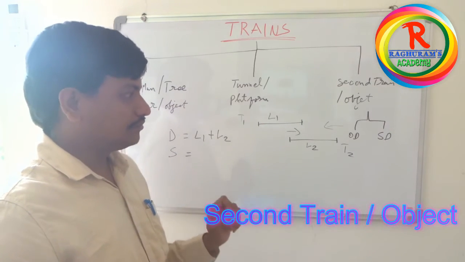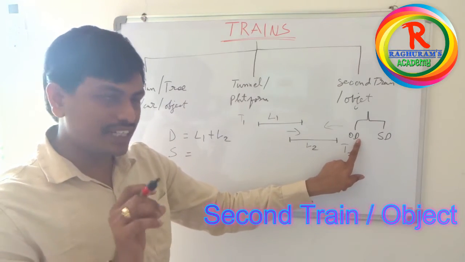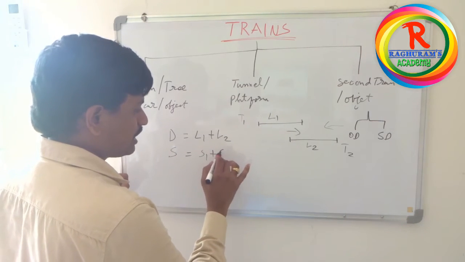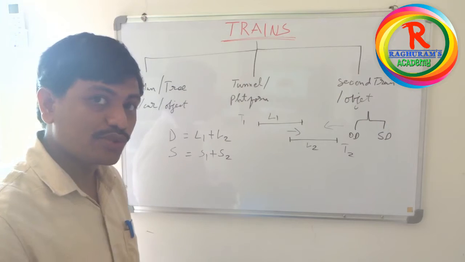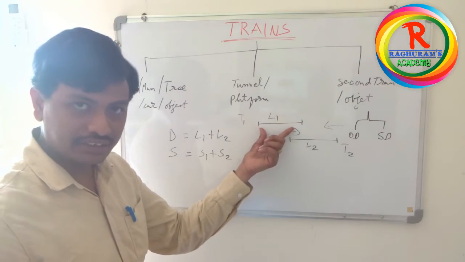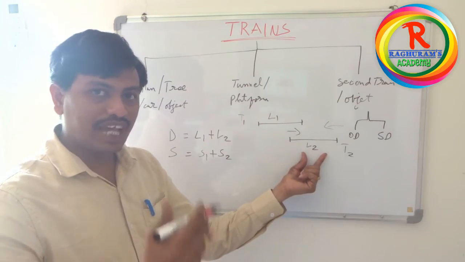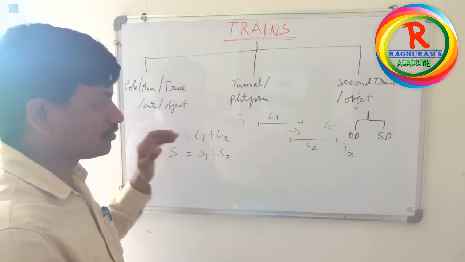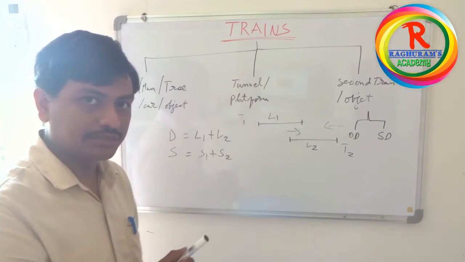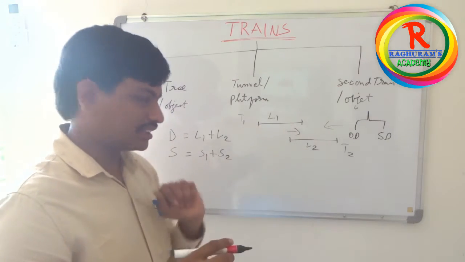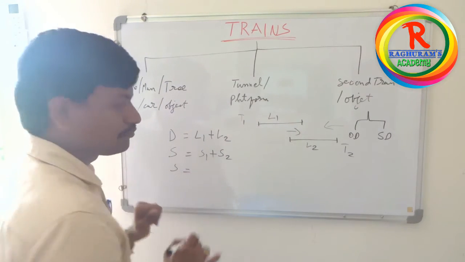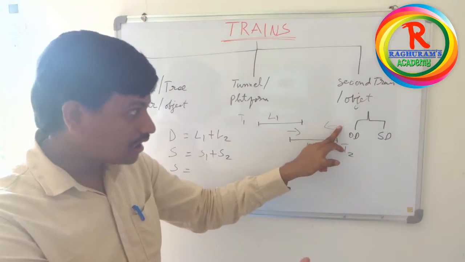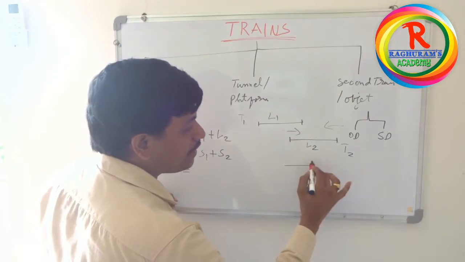And here comes the speed. Here in this case, opposite direction. If it is opposite direction, we treat the speed as s1 plus s2. s1 is the speed of the train, s2 is the speed of another train or object, whatever it may be, man or car, if it is coming in the opposite direction. Same direction, suppose it is in the same direction, it can be a man or car or train moving in the same direction.